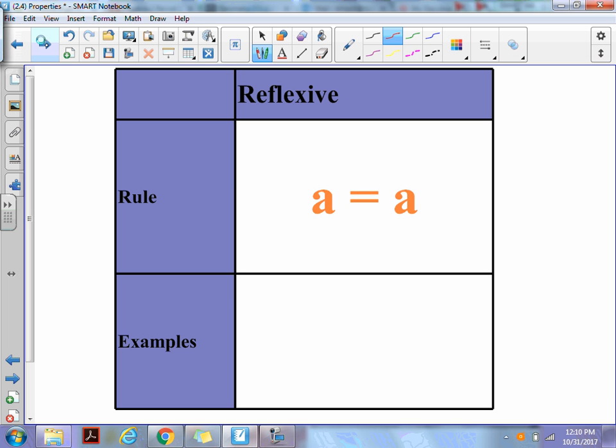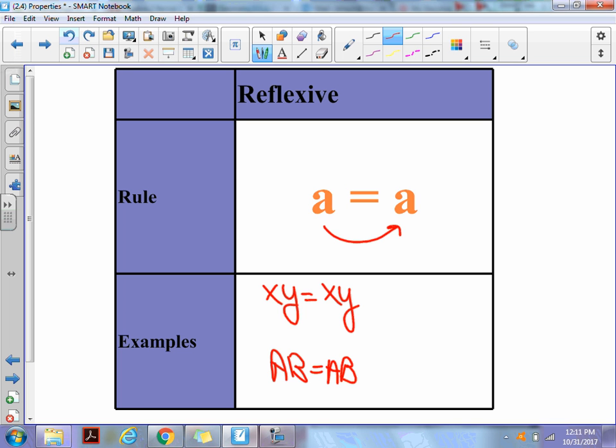Reflexive, this one is probably new for you. In the word reflexive, you think of the word what? Reflect. Reflect. So think about it. You see yourself on the other side. So a nice algebra example. Geometry example. Distance from A to B is equal to the distance from A to B.